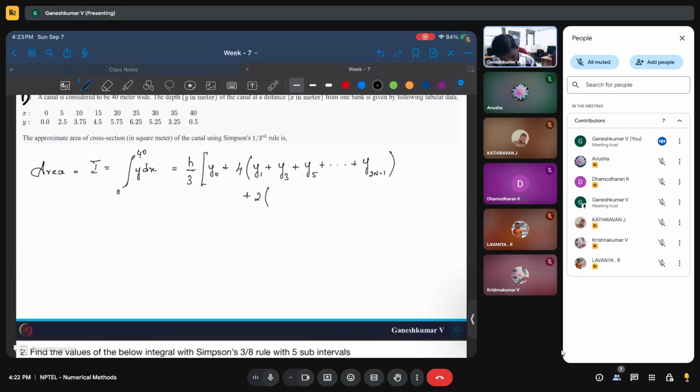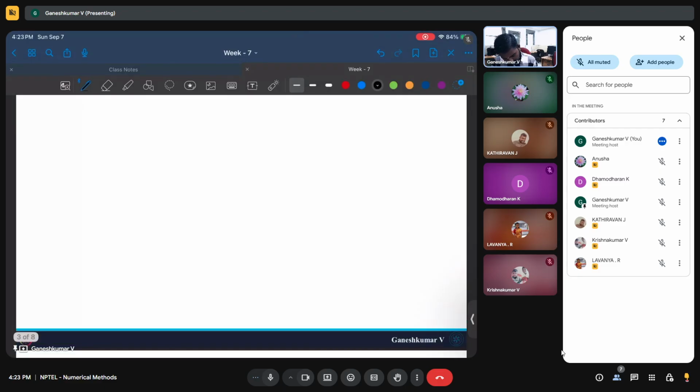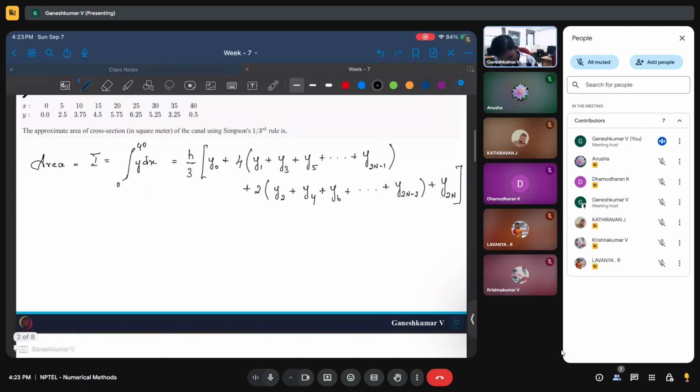Plus 2 into y2, y4, y6, plus y2n minus 2, plus y of 2n. This is the Simpson 1 by 3 rule, right? So in this case, let's just write it in terms of y naught.